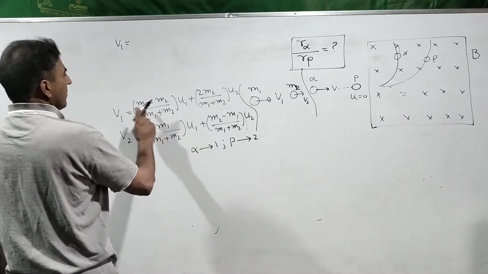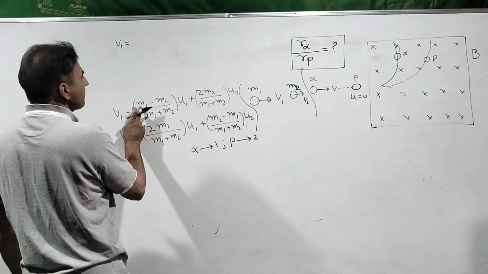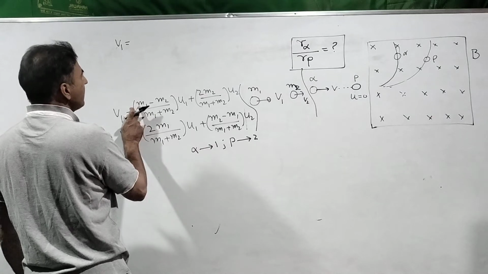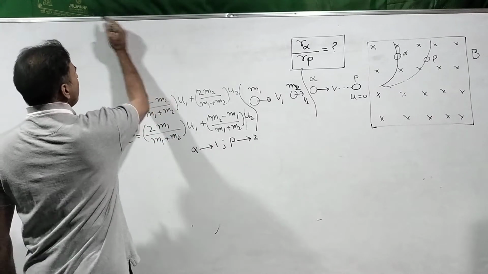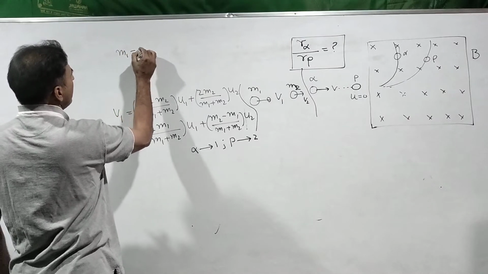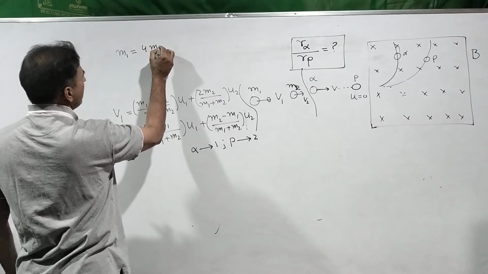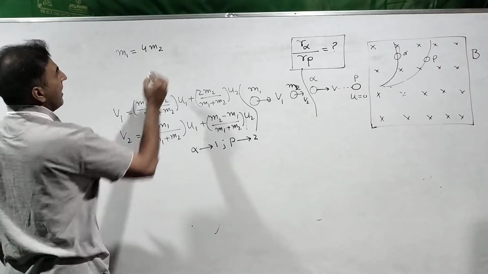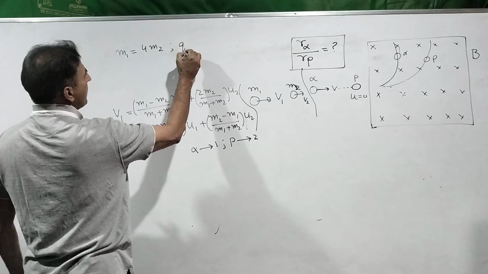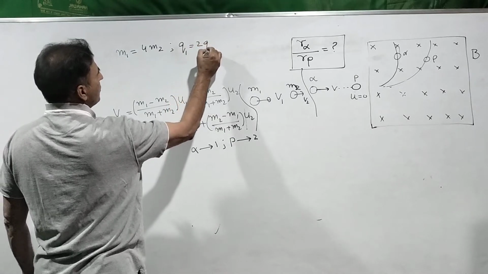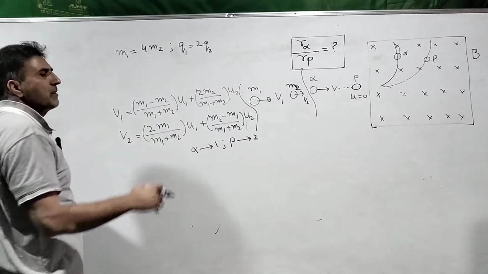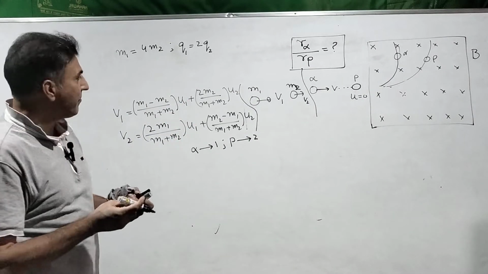Okay, v1 is equal to, what is m1? m1 is the mass of the alpha particle. But before we make the substitutions, we must know m1 is equal to 4 times m2. And the charge of the alpha particle, Q1, is 2 times Q2. The magnetic field is the same for both particles because both enter the same field.